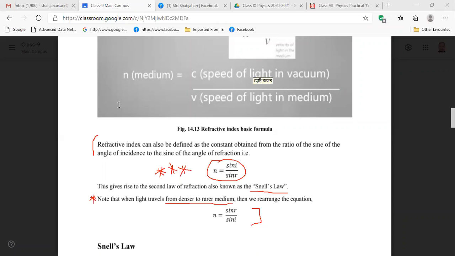We have another formula to get refractive index other than these two formulas. Then that will be another idea for you. Okay. In 3 ways we can calculate refractive index.